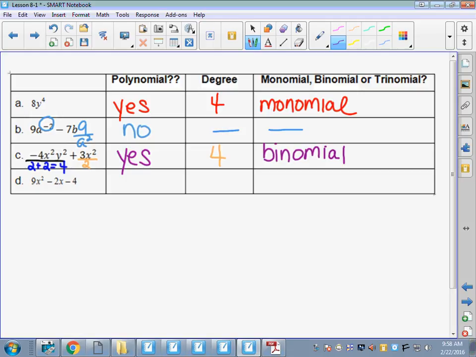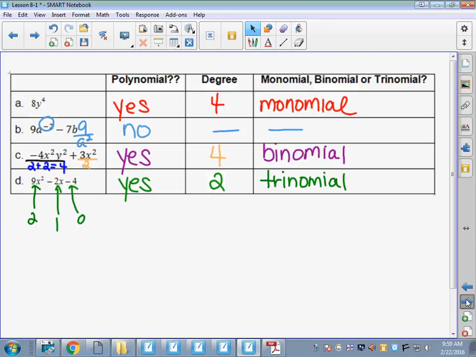And the last one, 9x squared minus 2x minus 4. First of all, is that a polynomial? I don't see anything wrong with it, so that's a big yes to me. The degree of this first term is a 2. The degree of a negative 2x is a 1. Remember, there's a 1 on that x if there isn't anything. The degree of a negative 4 is 0 because there isn't even a variable. So that means my highest out of those 3, my degree will be 2. And then we looked at 3 different pieces to see what the degree was. So that's going to be a trinomial, 3 pieces.